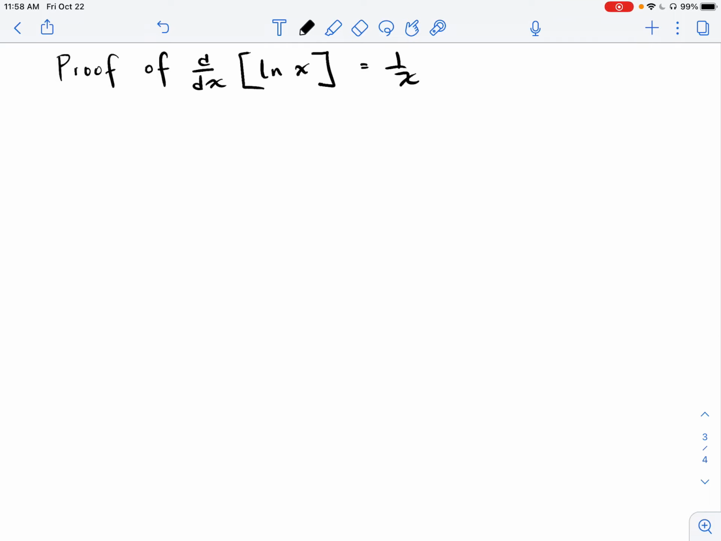In this video, I just want to quickly show a proof for why the derivative of the natural log of x is equal to 1 over x. So this statement here is what I want to prove.